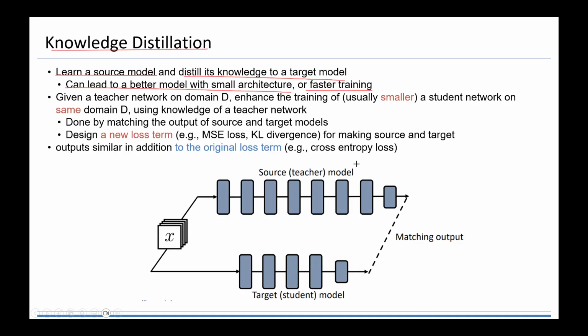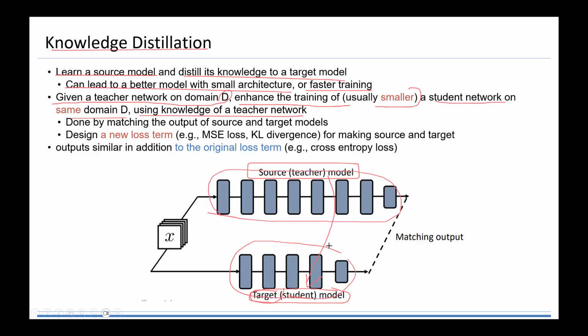So usually in the literature, they call it the source or teacher model, and we want to transfer the knowledge from the teacher to the student model, or the target model. Given a teacher network on the domain D, enhance the training of usually a smaller student network on the same domain D using knowledge of a teacher network. So we have the network from the source, this is the teacher, and we have the network from the student, and at the end we are going to match the output from the teacher and the output from the student.